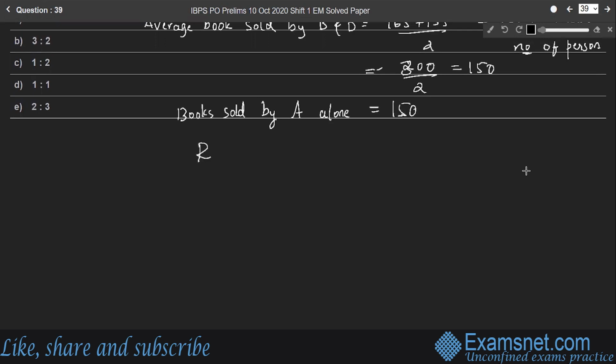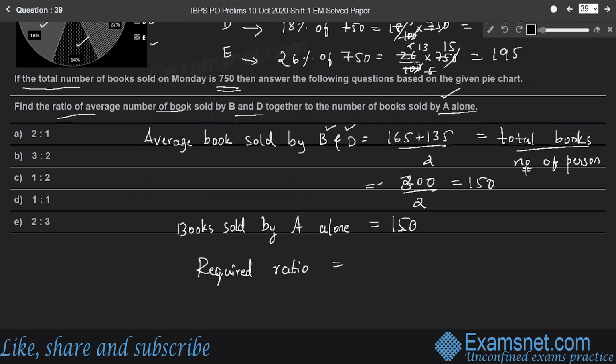Right? Therefore, the required ratio, we have to find the ratio of number of books, right? So according to the question, find the ratio of average number of books. So 150 is to 150, which is 1 is to 1. Therefore, option D is the right answer.